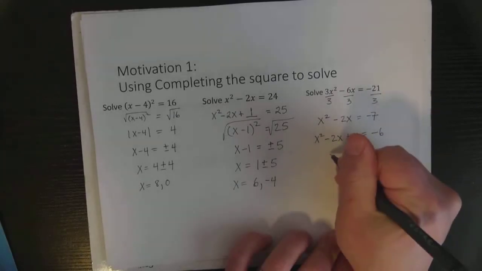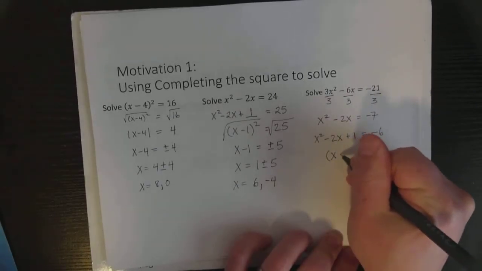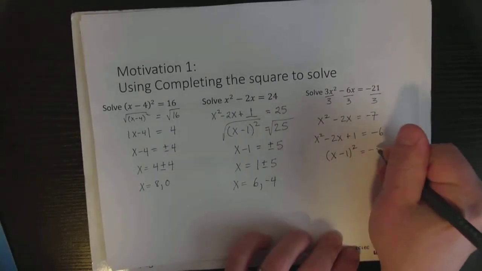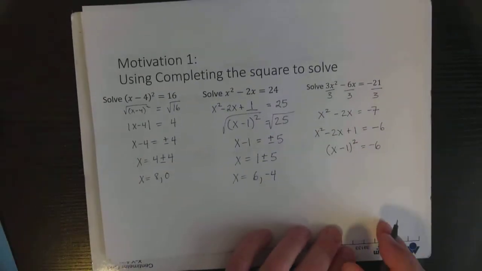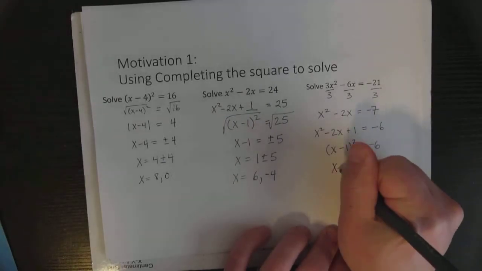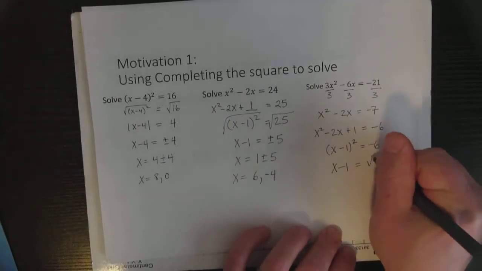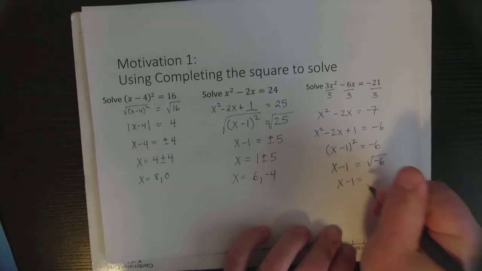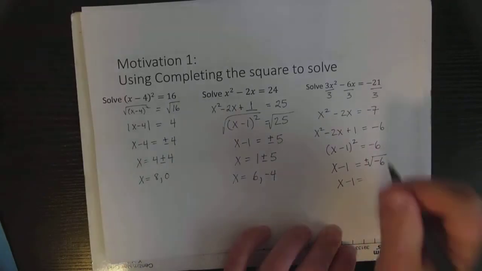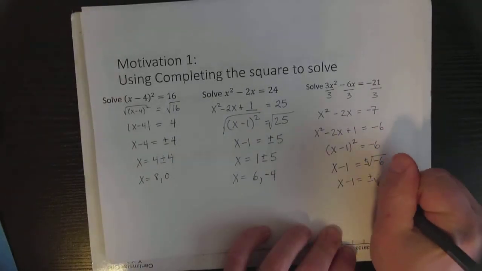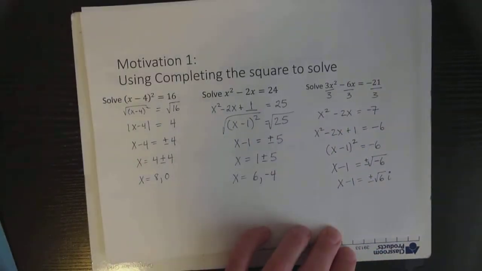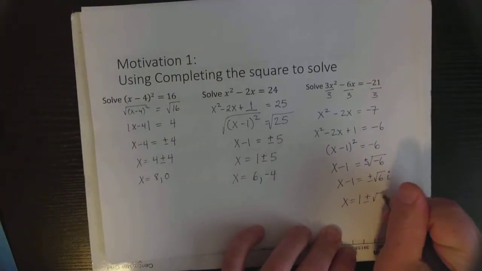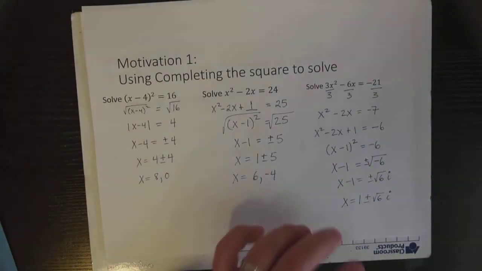This is now our perfect square trinomial, which factors to x minus 1 squared equals negative 6. Now I can take the square root of both sides. X minus 1 equals the square root of negative 6. X minus 1, forgot the plus or minus. X minus 1 equals plus or minus the square root of 6i. And so x equals 1 plus or minus the square root of 6i.